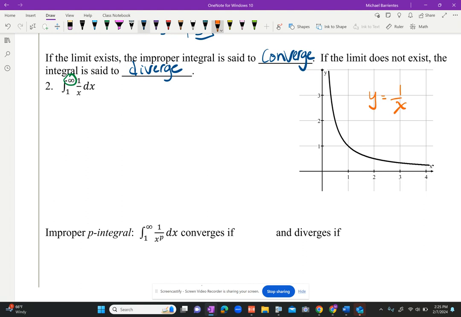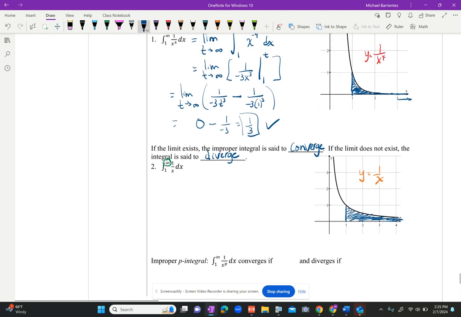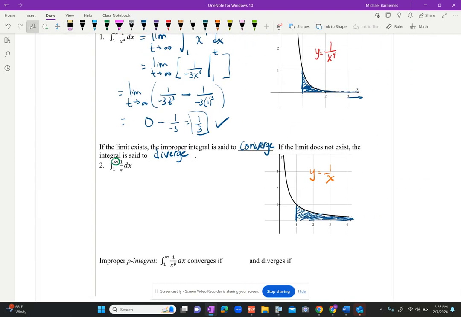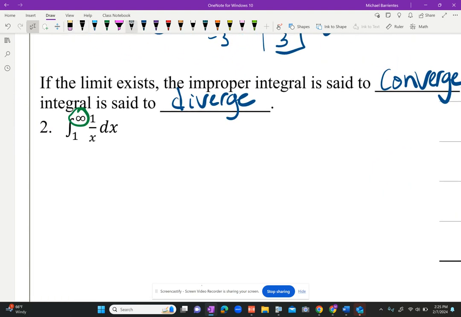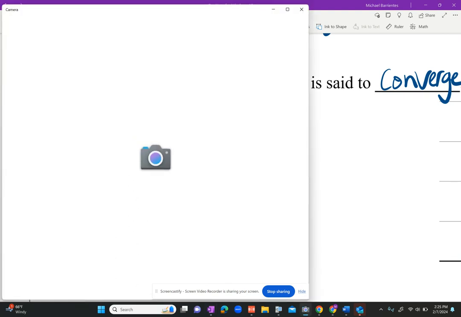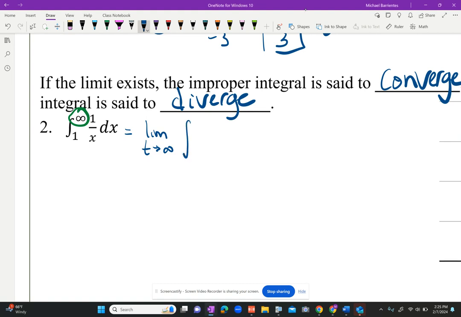Again, we're looking to find the area under the curve starting at 1 and then shading all the way to the right, which looks very, very similar to the picture we had in number 1. So we're going to follow the same process. I'm going to set this equal to the limit as t approaches infinity of the integral from 1 to t of 1 over x dx.